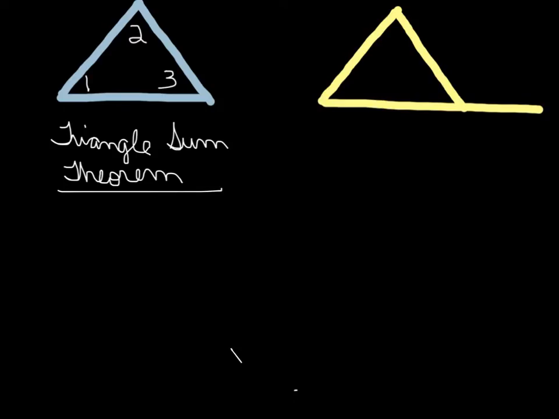When we look at the triangle sum theorem, all that is saying is that the three interior angles of a triangle add together, their sum is 180 degrees. So when we look at this blue triangle, we can say that the measure of angle 1 plus the measure of angle 2 plus the measure of angle 3 has to equal 180 degrees. That's just adding your interior angles of a triangle and saying that they equal 180, which we know. Triangle sum theorem.